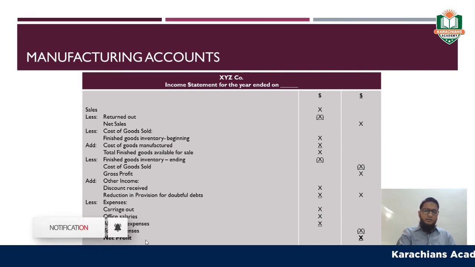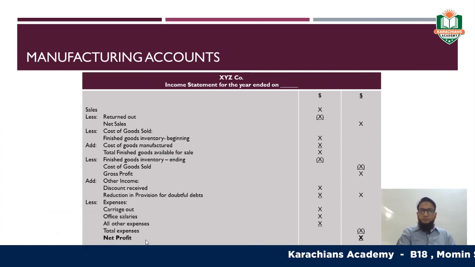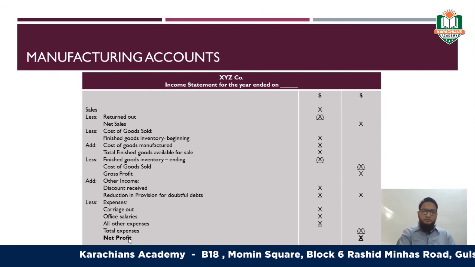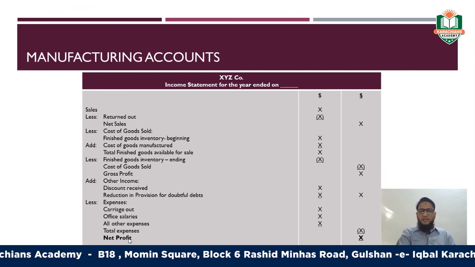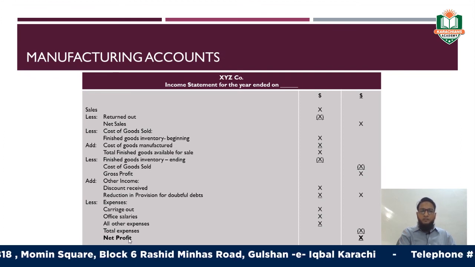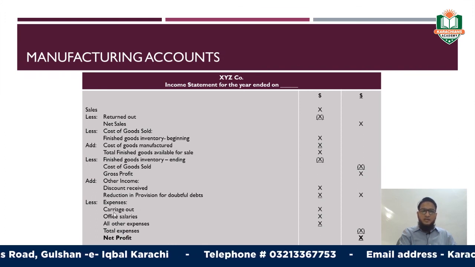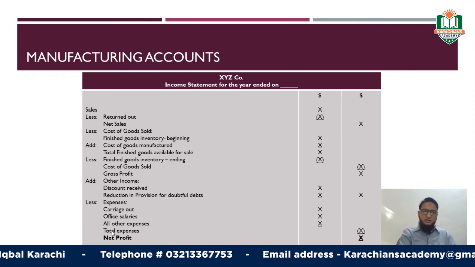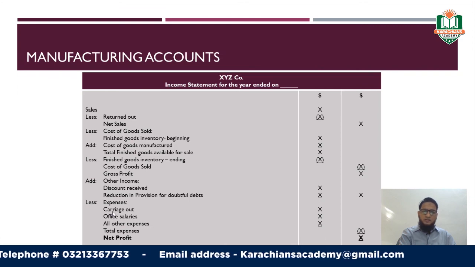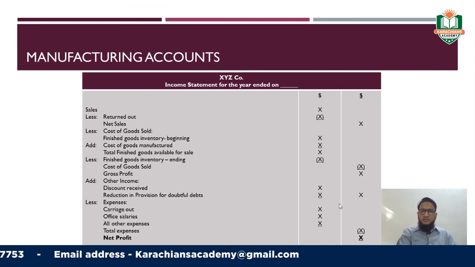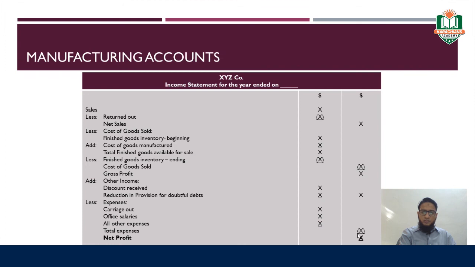If the admin, selling and distribution, and marketing expenses are not given, or the expenses are not given according to the functions, then write whatever expenses are given in your question. List down all the expenses given in the question, write them in the second column, and make the total of all these expenses deducted from the total gross profit. Then you will determine the net profit or the profit for the year.